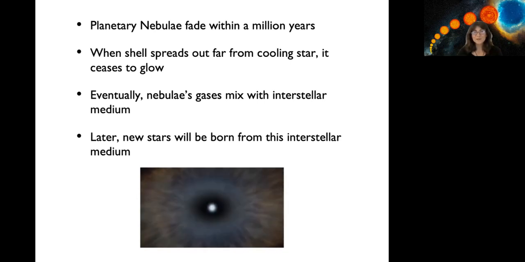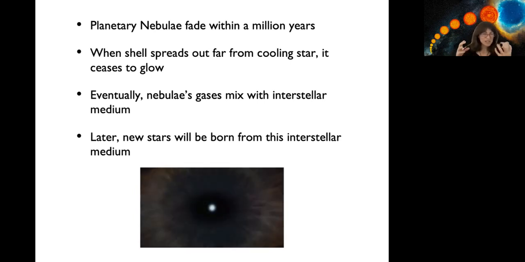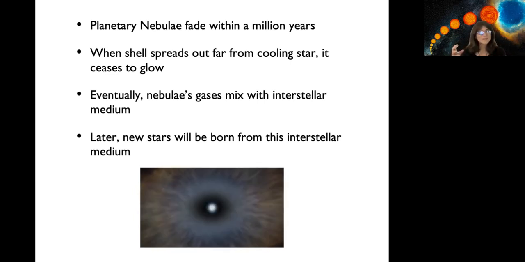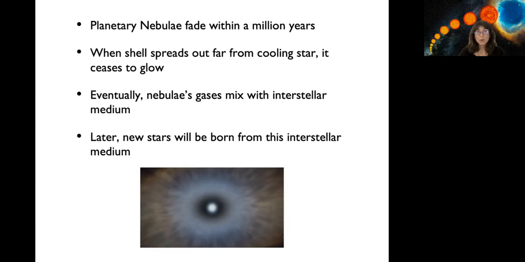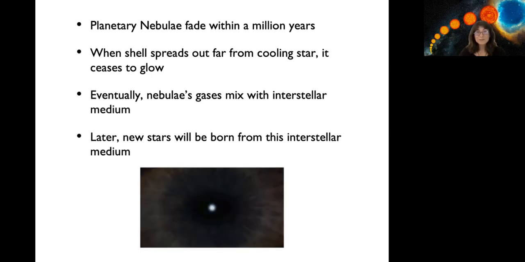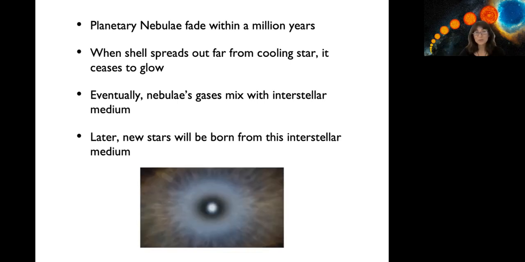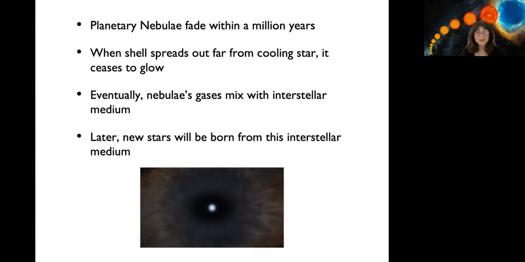form planets, right? Because for planets, you need the solid stuff. You need rocks. You need metals. You need these heavy things. So as stars go through their life cycles again and again, they create more and more stuff that can later be used to form planets and to form humans and to form all the things that we are familiar with.